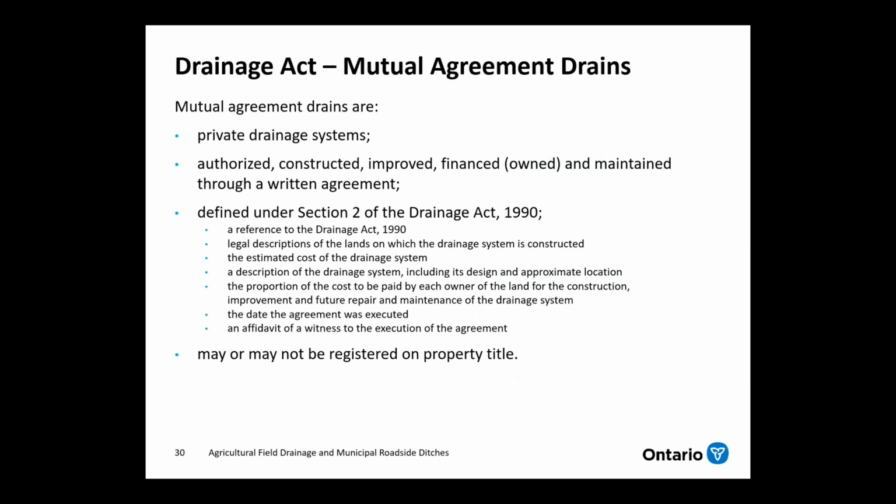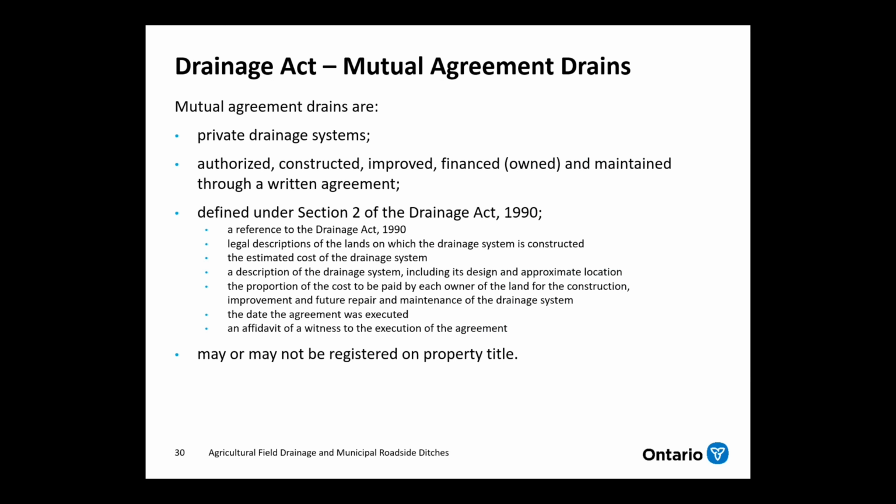Okay, so how do you go about then doing this? So again, if you were going to allow the property owners to collect and discharge water into the roadside ditch, this idea of no approvals, or approvals with conditions, etc. Mutual agreement drains are a really good mechanism to formalize what is being agreed to. What does the system look like? Who's paying for it? All those sorts of things.